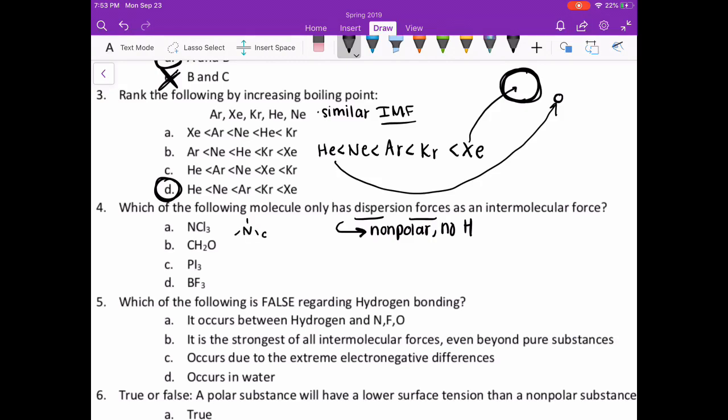If I want to draw out the Lewis dot structure for nitrogen trichloride, I know that's going to be polar because that tetrahedral shape cannot cancel out the lone pair electrons right there. So I know that's not going to have just dispersion. If I do C2H2O, carbon is my central atom. With this one, I know that C-O bond is polar and it's not canceled out by those two C-H bonds. So that's going to have dipole-dipole plus dispersion. So I know that's also going to be incorrect.